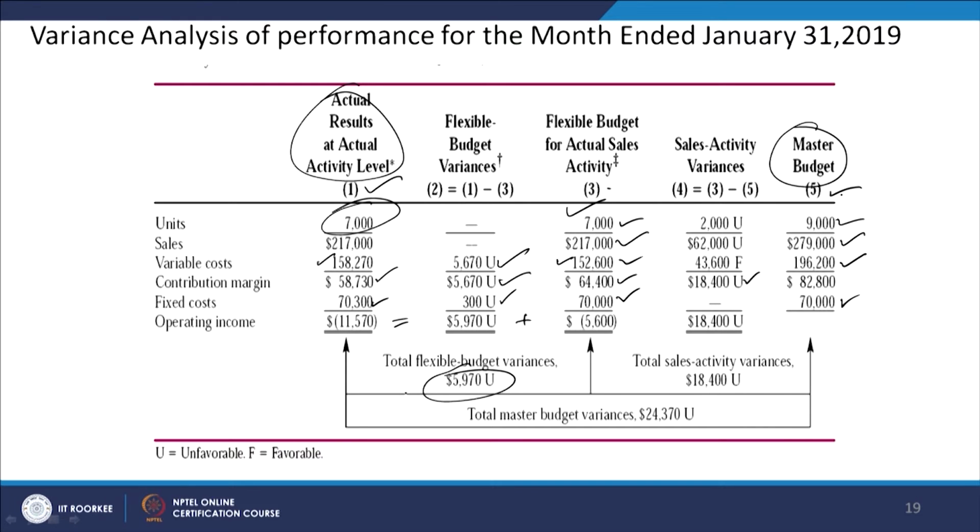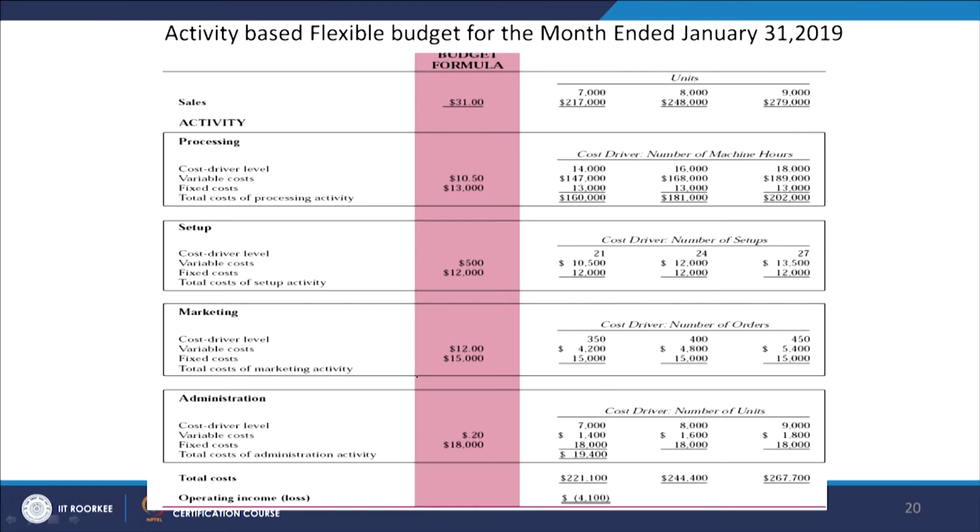So your variable cost has increased, your fixed cost has increased, and finally the total flexible budget variance has become negative here, and the total master budget variance is this plus this, equal to 24,370. So this variance is not very important for us, it can be ignored, but this one is very important, because the variance between the same level of budget and the same level of actual performance should not be there. Now we go for further clarification on the flexible budget.